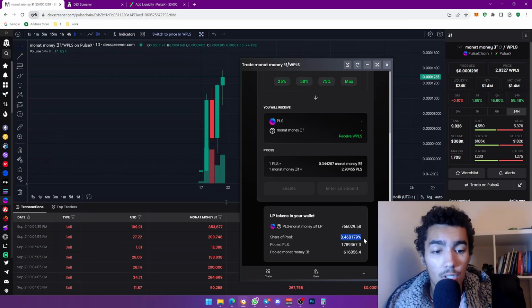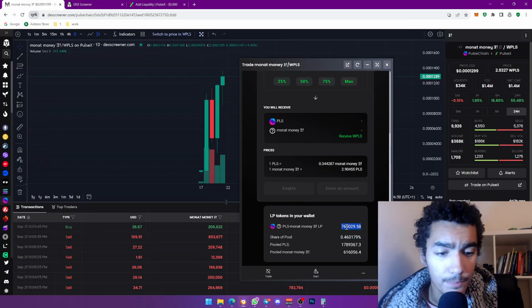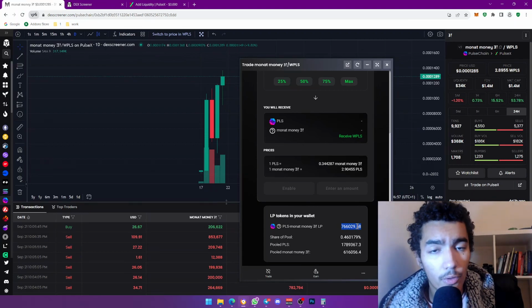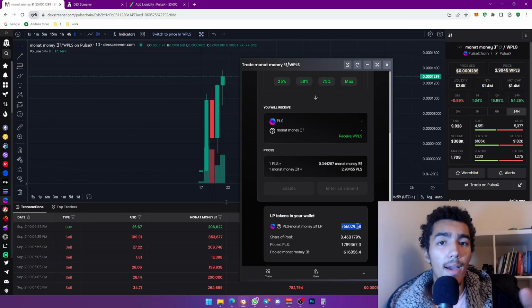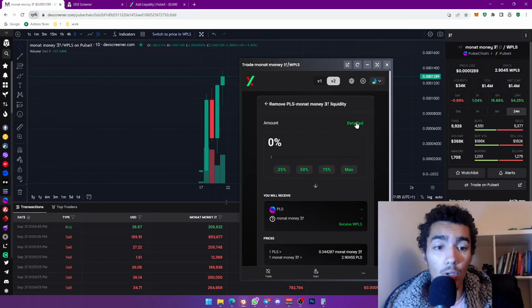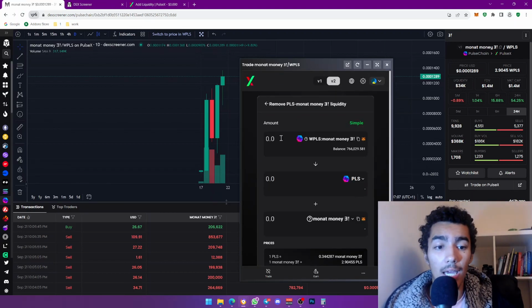It shows you the share of the liquidity, but right here it shows you, ladies and gentlemen, the number of LPs you have. So from that screenshotted number, you subtract it to get the difference, so you can know how much LPs you've made in the past 24 hours, and that's the only thing that you want to sell. So you go here, you click on detailed, and then you type that much.